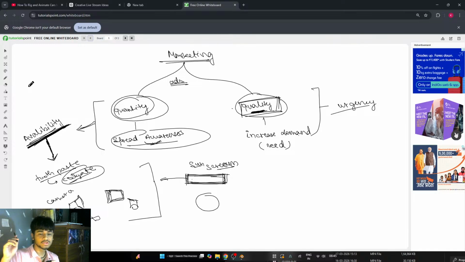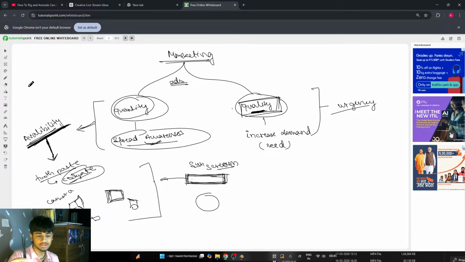Suppose there is a company who says that this is a stylus and we want you to buy it, but instead of connecting this with human emotions, he is just producing ads in quantity and spreading awareness. But until and unless someone is feeling attached to this product, why would he buy it?